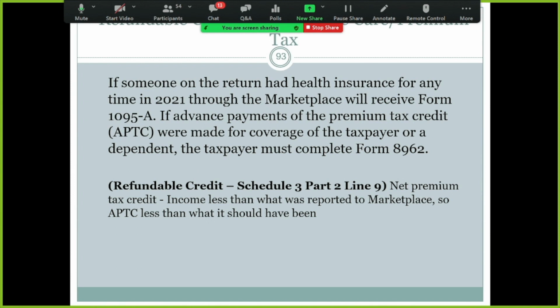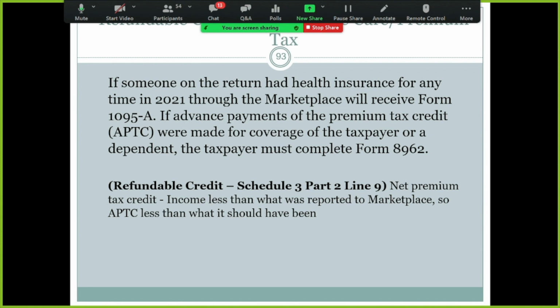So someone on the return had health insurance. It doesn't mean the entire household has to have health insurance through the marketplace. It could be one individual. They could have had health insurance for just 1 month or 1 day. A 1095A will be needed to input on the tax return. If advance payments of the premium tax credit were made for coverage of the taxpayer, dependent, or spouse, the taxpayer must complete Form 8962.